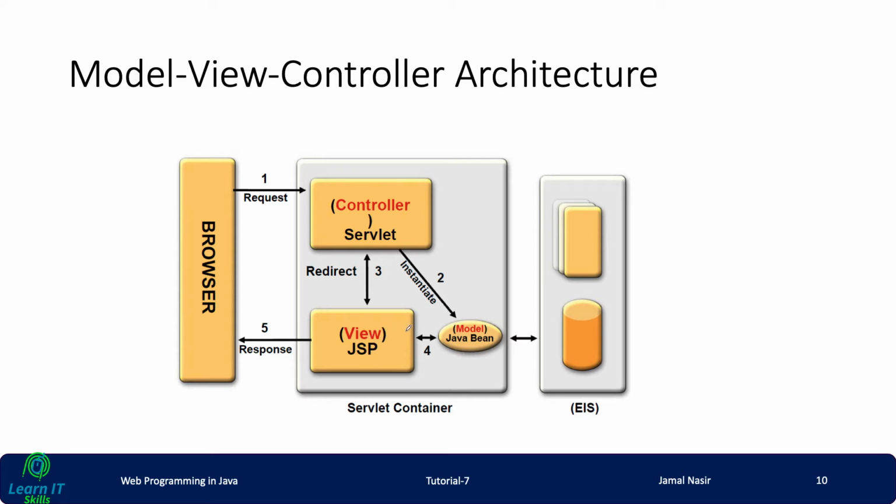View could be in HTML, but obviously we want some dynamic views that could be updatable. So here we are saying that JSP is the view part. And we know that the JSP is run by the servlet container, but it will be shown on the browser to the user as a view. So in any Java web application, JSP is a view, servlet is a controller, and Java Bean is a model.